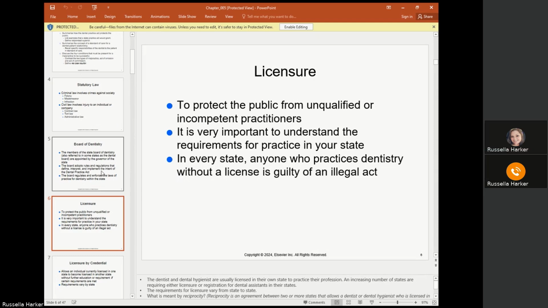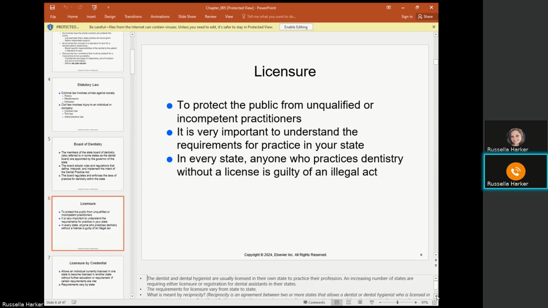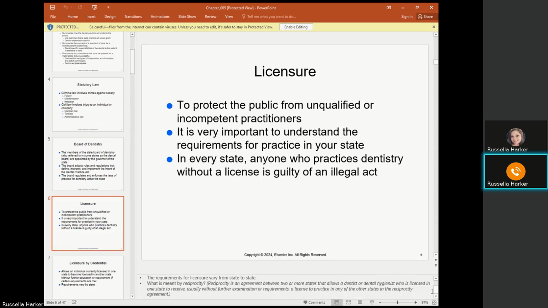Requirements for licensure vary from state to state, and there is something that's called reciprocity. Reciprocity is an agreement between two or more states that allows a dentist or a dental hygienist who is licensed in one state to receive, usually without further examination or requirements, a license to practice in any of the other states in the reciprocity agreement. So not all states have reciprocity. So you can only use that benefit when you are going from a state that has reciprocity to another state that has reciprocity.